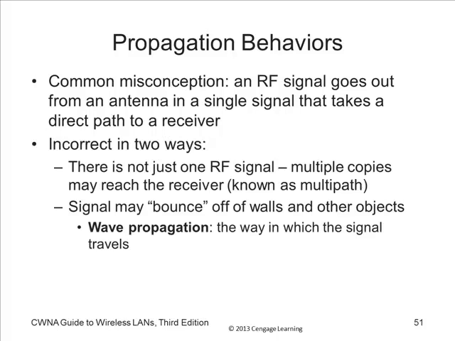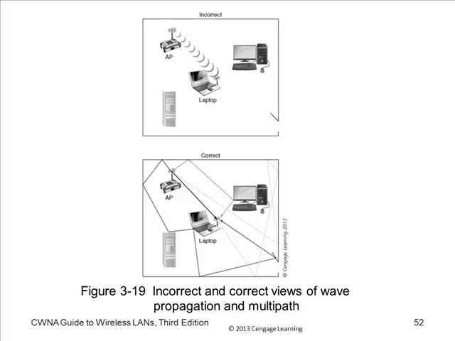Not just the RF signal, multiple copies, all the things that we talked about, wave propagation in different ways. So when we get these things, the top is the incorrect one, going directly from point A to point B. That's not going to happen. The correct way is the one that shows down here, bouncing around all these different places. And if it's going to bounce around, what's going to happen to the signal? This one leaves at the same point at the same time.